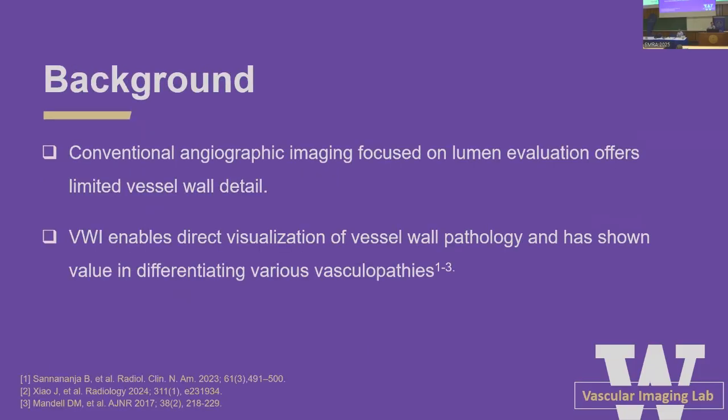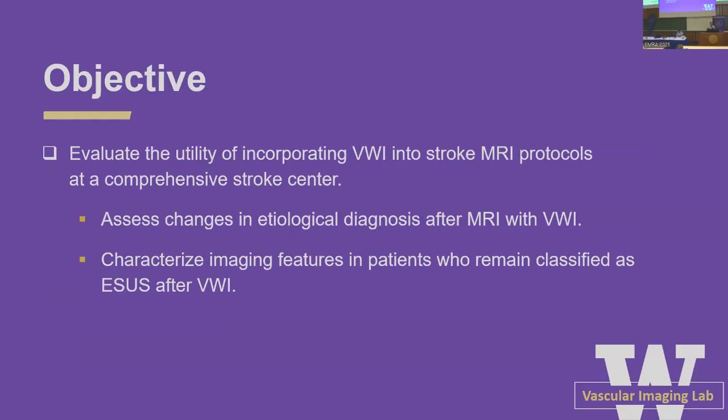As we know, conventional vascular imaging misses the boat a lot of times, and vessel wall imaging can provide more characterization in terms of vascular disease and potentially diagnosis, as we've seen in this meeting. And our goal was to really evaluate how comprehensively incorporating vessel wall imaging into our stroke MR protocols could impact diagnosis, both in terms of changes in the etiology after MR with vessel wall imaging, and also characterizing imaging features in those patients that stay in the ESIS category at the time of discharge.